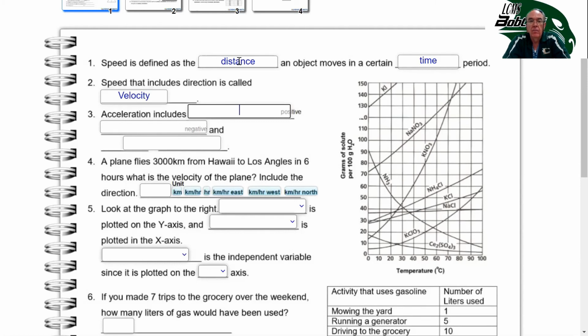Okay, now remember with speed, you can speed up and have a positive increase. You can slow down and you can be changing direction. So acceleration is a change in velocity, so it can be positive and be speeding up. It could be slowing down. Or remember, velocity includes direction, so it could be changing direction.